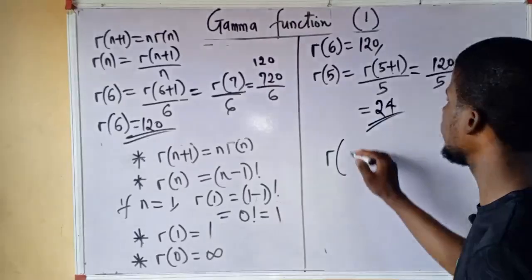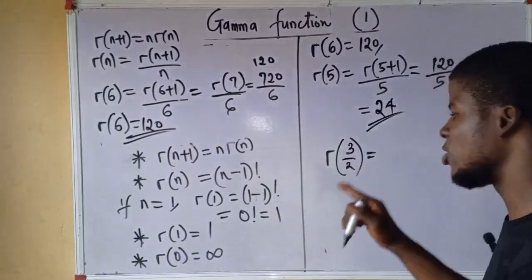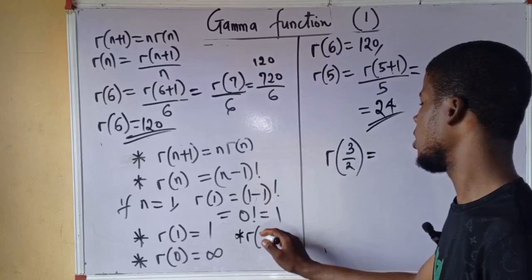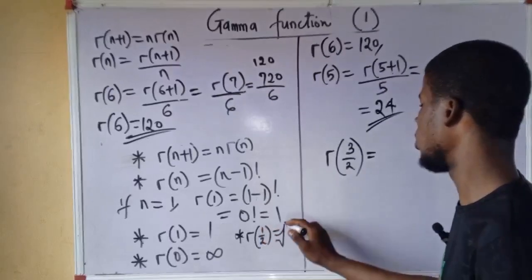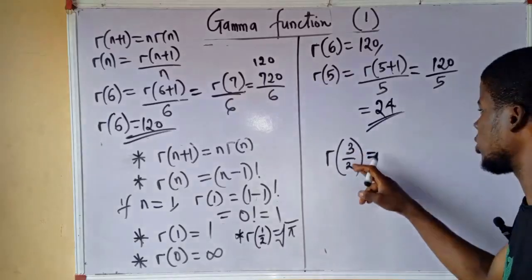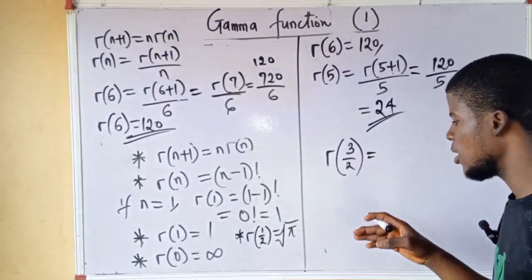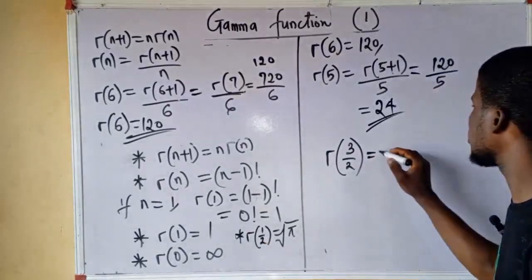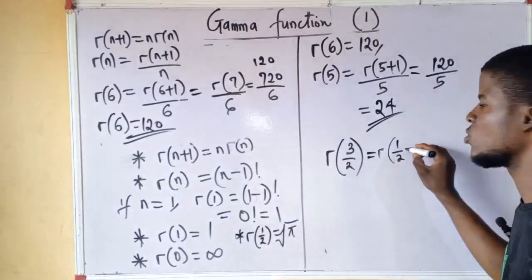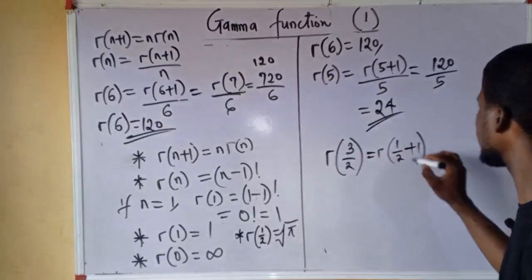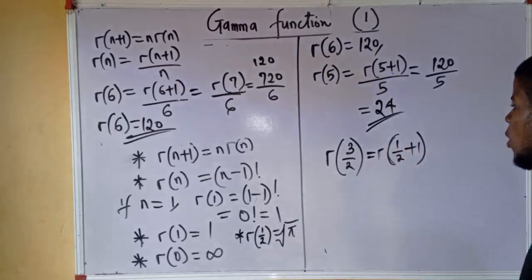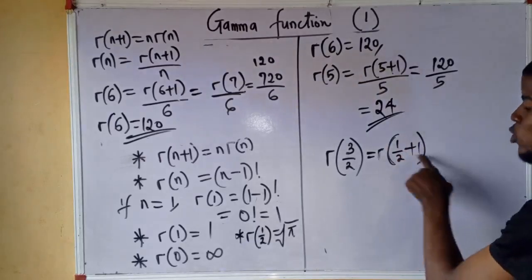What is gamma of 3 over 2? Remember I told you earlier that gamma of 1 over 2 is the square root of pi. What I will do is write this 3 over 2 to contain 1 over 2. What will I add to 1 over 2 to give me 3 over 2? That's 1. Yes, 2 times 1 is 2, 2 plus 1 is 3. So gamma of 3 over 2 is actually gamma of 1 over 2 plus 1.